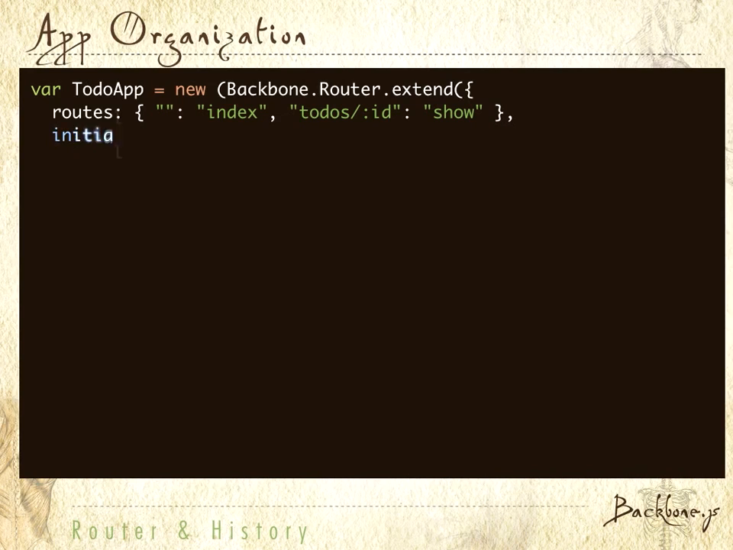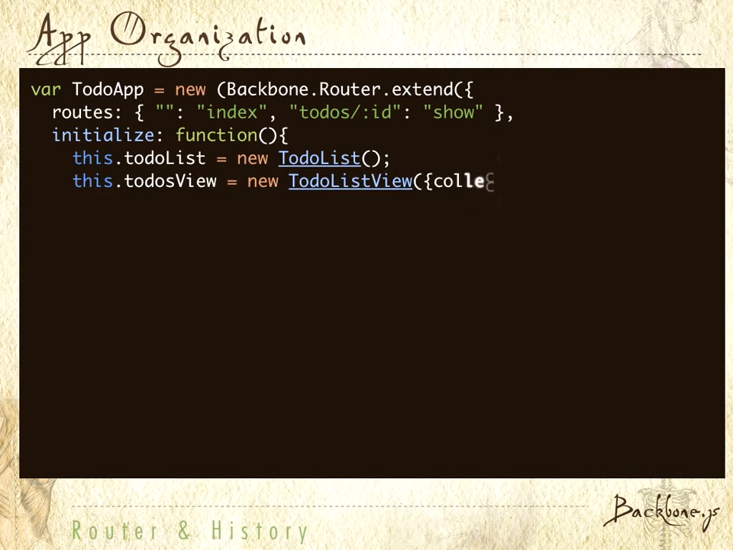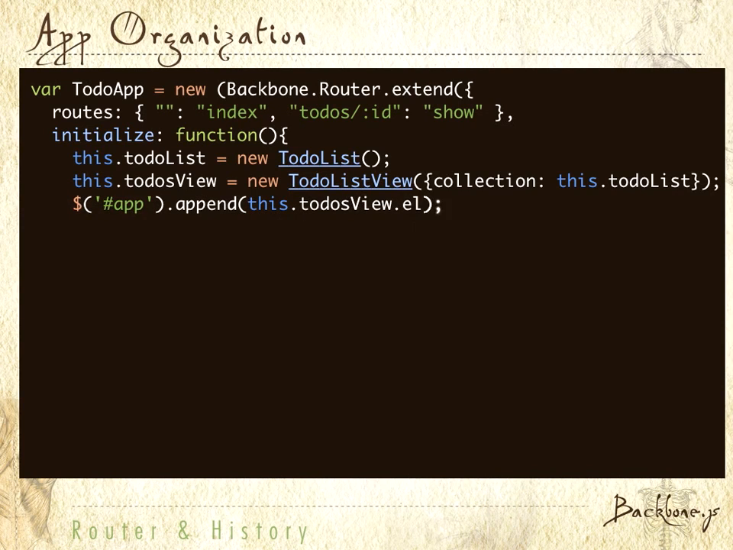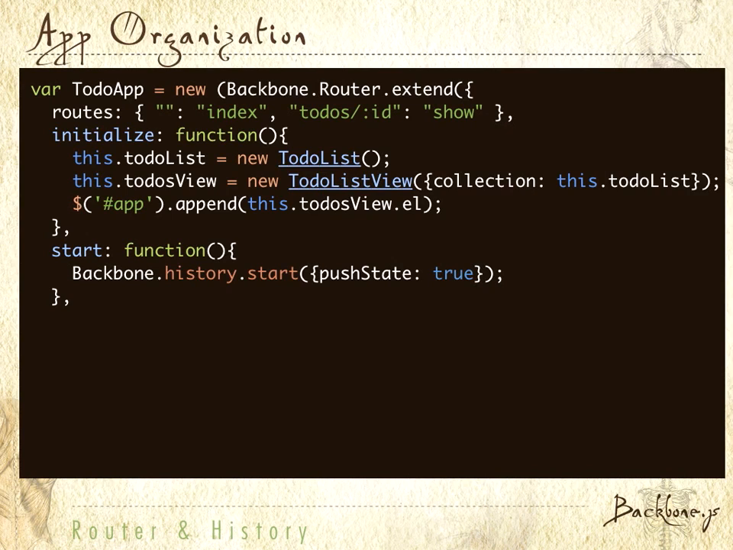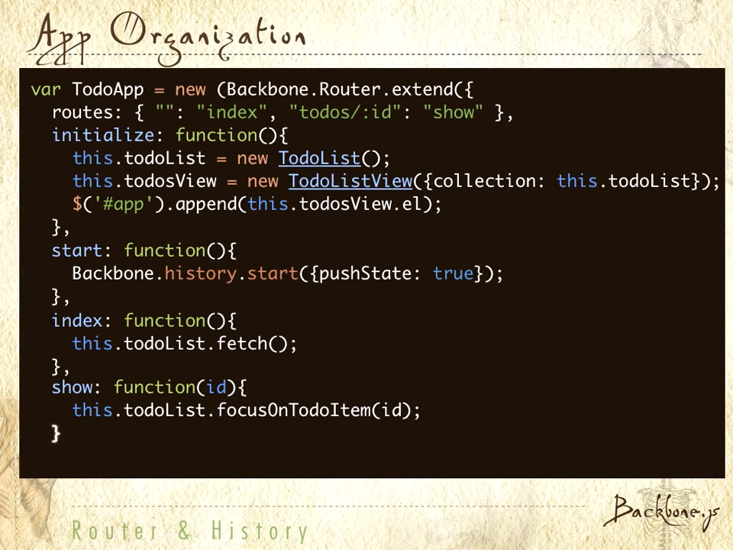When we initialize our router, we will go ahead and create a new to-do list collection. Then we will create our to-do list view and pass in that collection. The last thing we need to do in initialize is append that collection view's element to our DOM. We're going to define a new function called start, and all that's going to do is call Backbone.history.start with pushState: true. Next, our index function, which we've seen before, and our show function as well.